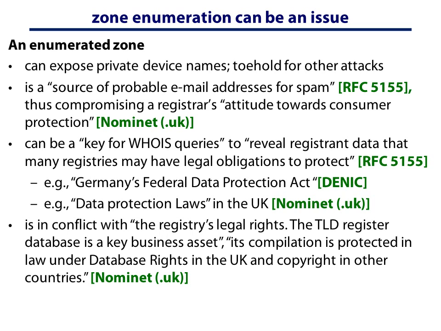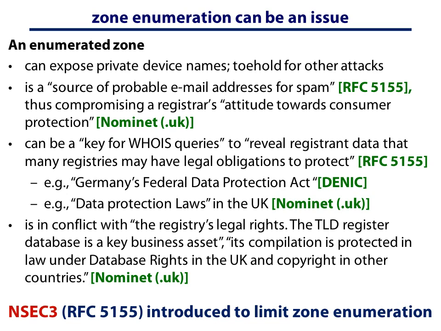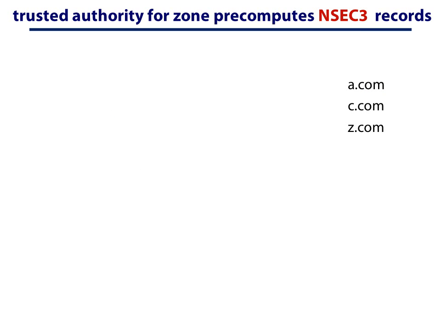And finally, it conflicts with the registry's legal rights. The actual registry database, the zone file, is a business asset, and its compilation is protected under copyright or database rights. And so leaking this through zone enumeration violates the legal rights of the registry itself. So these are all the reasons that we found online to explain why zone enumeration is an issue. And the bottom line is it was enough of an issue to drive the creation of a new solution, which is called NSEC5. So let's have a look at NSEC5. Okay, so how do you compute NSEC5 records?